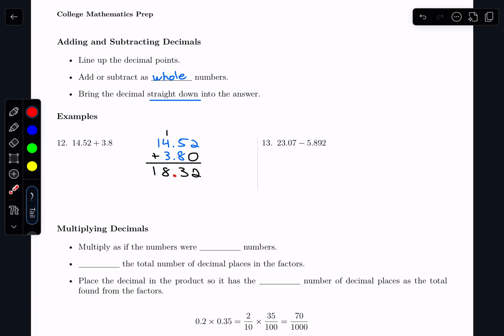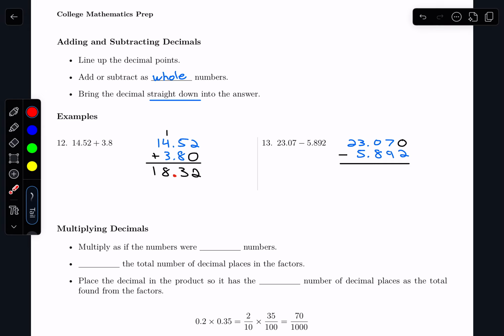All right, number 13, we're going to subtract now. So we're going to do the exact same process. We're going to write the numbers right above each other where our decimal places are lined up. So we have 23 and 7 hundredths subtracting 5 and 892 thousandths. And just like before, we have a place value missing. So I'm going to put a 0 there to fill in the gap. And remember, I'm allowed to put that 0 there because it does not change the value of the number by adding a 0 at the end. It just makes it appear to be more accurate than it actually is.